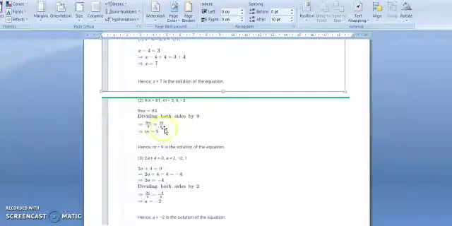m equals to, 9 ones are 9, 9 nines are 81. So m equals to 9. So here the solution of the equation is m equals to 9. Now third equation is given as 2a plus 4 equals to 0 and the values given are a equals to 2, a equals to -2 and a equals to 1. So let us solve the equation first. 2a plus 4 equals to 0 is given.